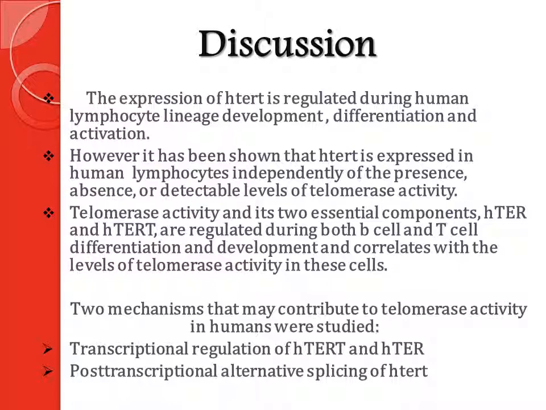Telomerase activity and its two essential components, HTER and HTERT, are regulated during both B-cell and T-cell differentiation and development and correlate with the levels of telomerase activity in these cells. However, the telomerase activity levels do not correlate with the levels of HTERT during T-cell lineage development. Furthermore, two mechanisms that may contribute to telomerase activity in humans were studied: transcriptional regulation of HTERT and HTER, and post-transcriptional alternative splicing of HTERT.